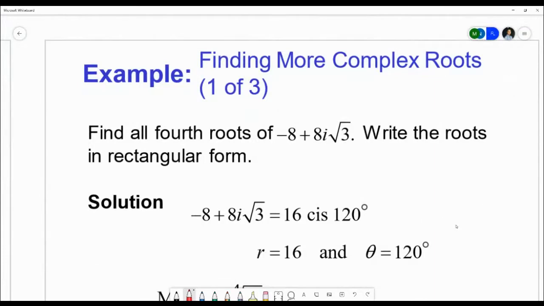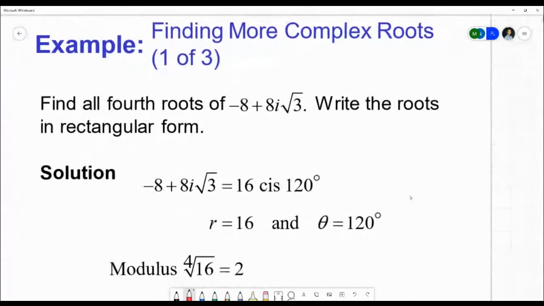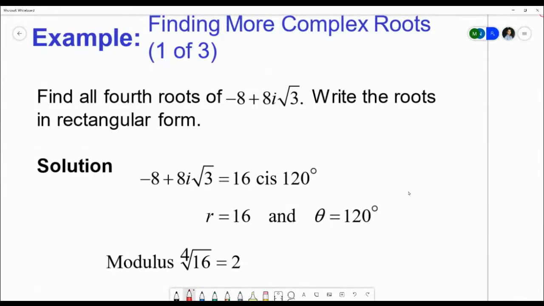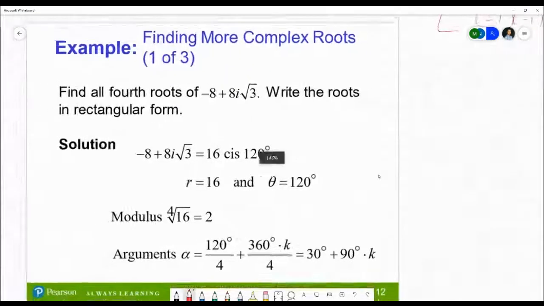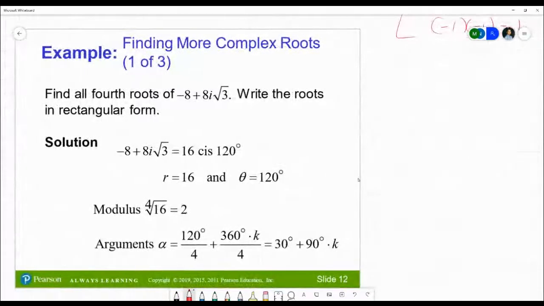Okay, so let's see where negative 8 plus 8i square root of 3 is. First, let's draw our triangle and sketch it out to give you an idea of where it is, and that will help us find our modulus and also our angle. So negative 8 and 8 square root of 3, that's just like your point x, y. This is negative, this is positive, so we know that's in quadrant 2.